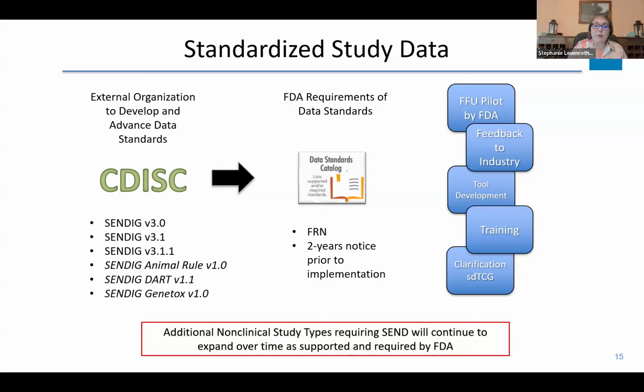And then we often get a lot of questions from industry around these new SEND IGs when we put them on the catalog, because CDISC publishes these IGs. They have a lot of great technical information, but it's up to FDA to say, well, here's the details about when we expect these data sets to come in. So we have provided that type of language within our Study Data Technical Conformance Guide.